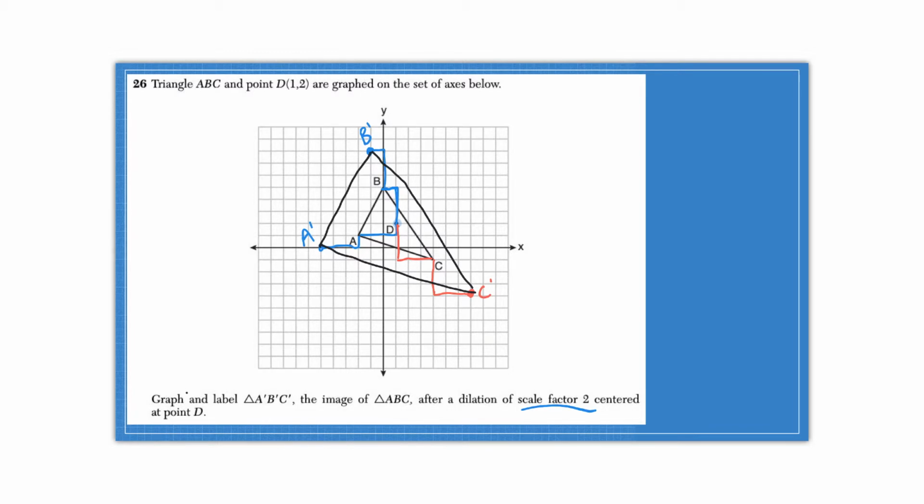Just notice that this problem said "and label." So if we had left off our A prime, B prime, and C prime, then we would not have gotten full credit for this question.